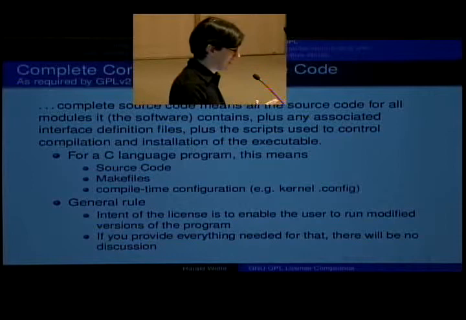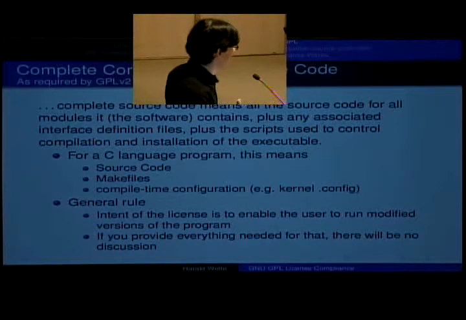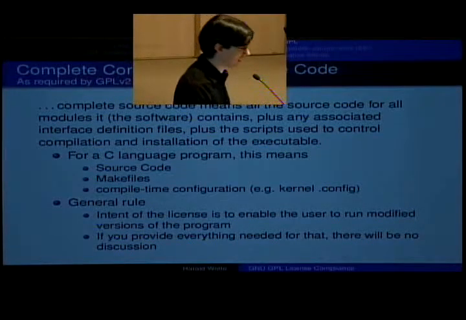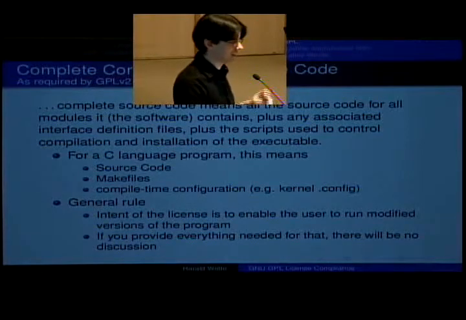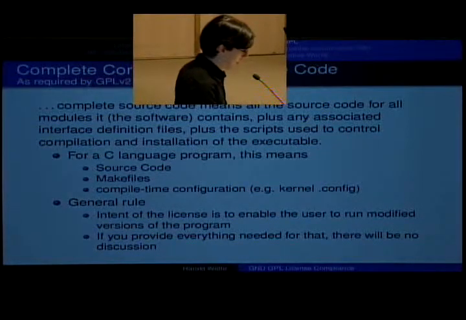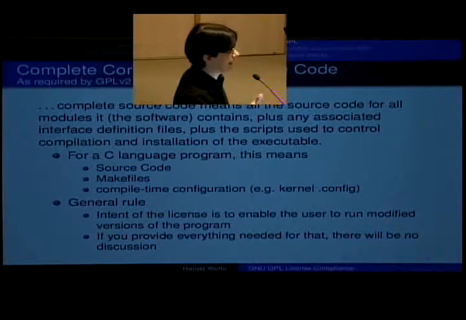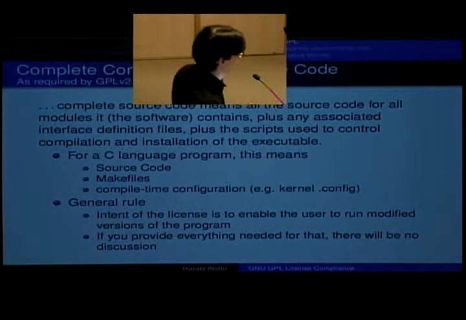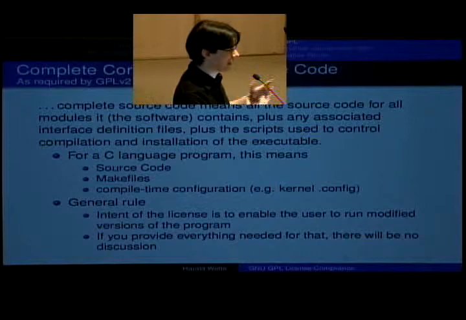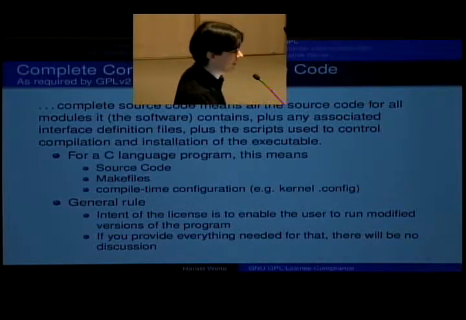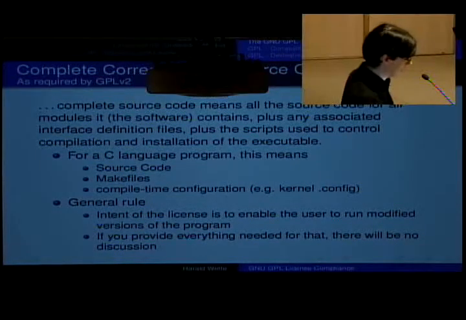Now, if you're a software developer and you think in terms of writing a program in C or C++, then that means you have the source code files, the C files. You have the make files, because make files control the compilation process. You have compile time configuration, such as the kernel config file. If you compile a Linux kernel, you have a file that contains the configuration of the kernel, and that is part of the compilation process, so it needs to be provided.